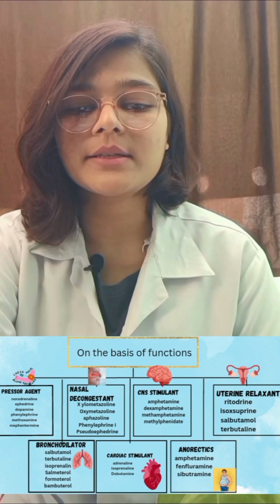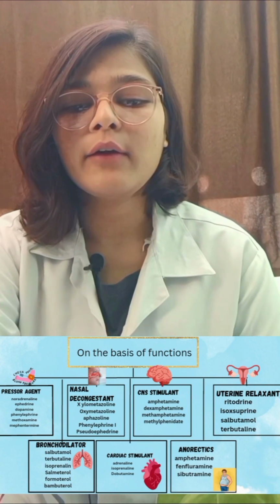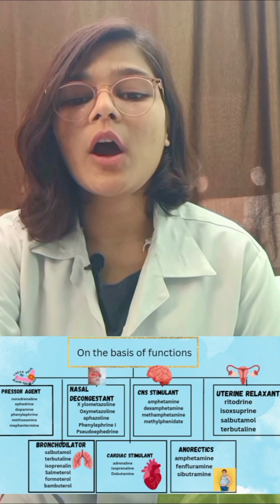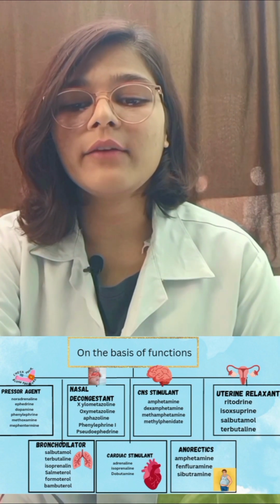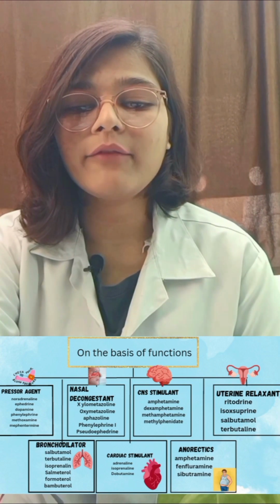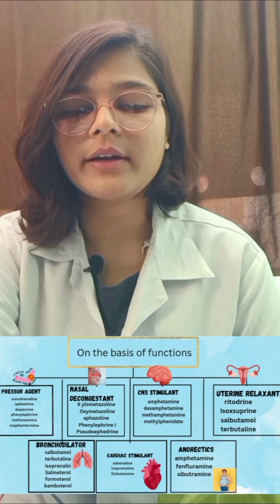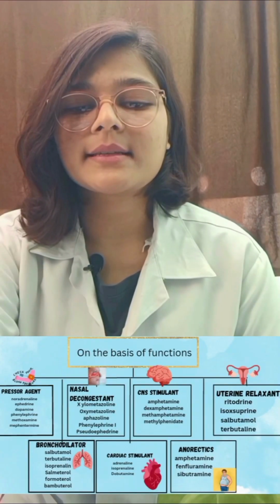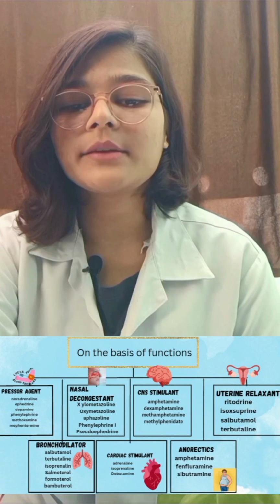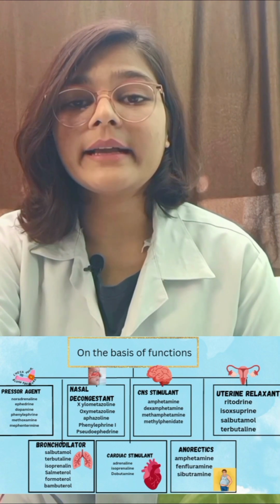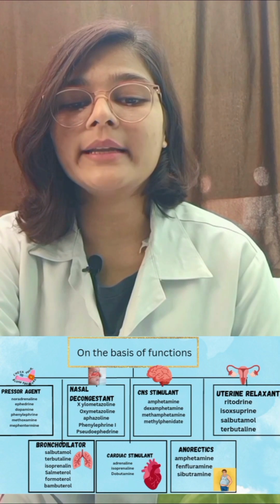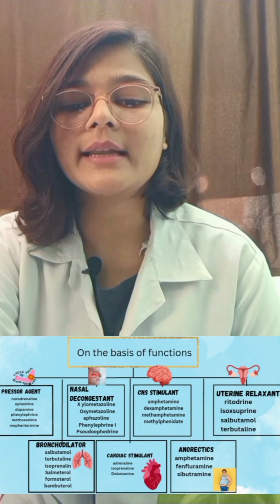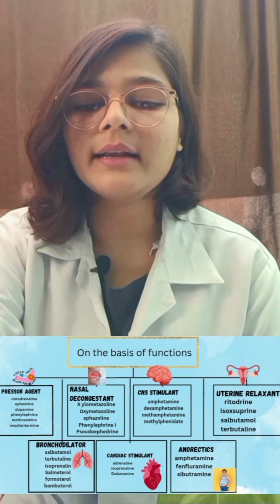Examples: pressor agents are noradrenaline, ephedrine, dopamine, phenylephrine, methoxamine. Nasal decongestants are xylometazoline, oxymetazoline, naphazoline, phenylephrine. CNS stimulants are amphetamine, dexamphetamine, methamphetamine. Uterine relaxants are ritodrine, salbutamol. Anorectics are amphetamines, fenfluramine, sibutramine. Cardiac stimulants are adrenaline, isoprenaline, dobutamine. Bronchodilators are salbutamol, terbutaline, isoprenaline, salmeterol, formoterol and bambuterol.